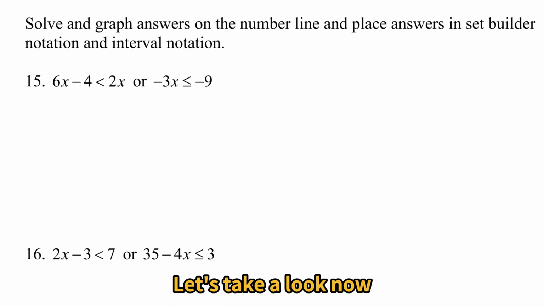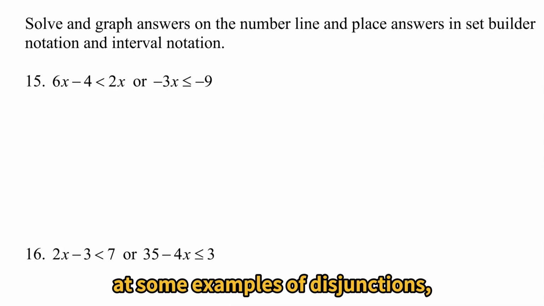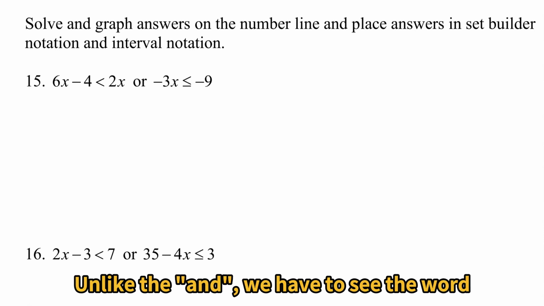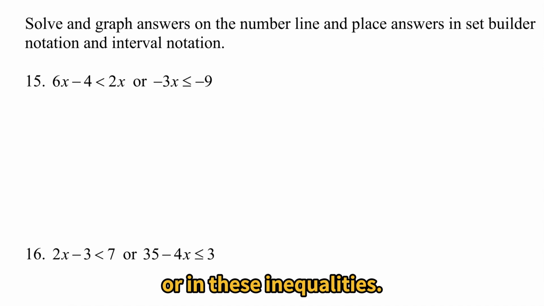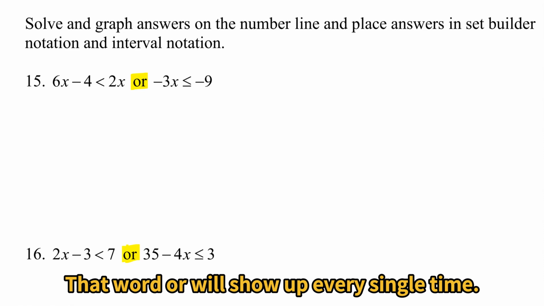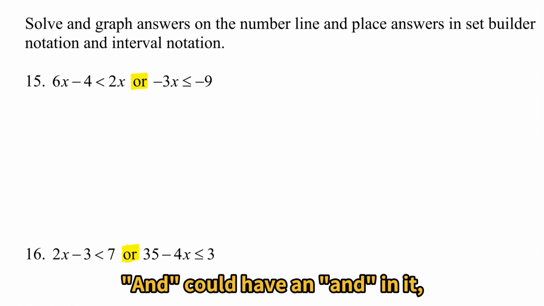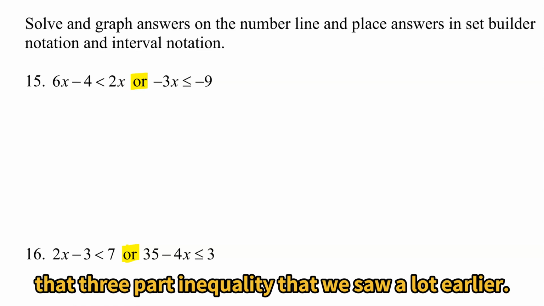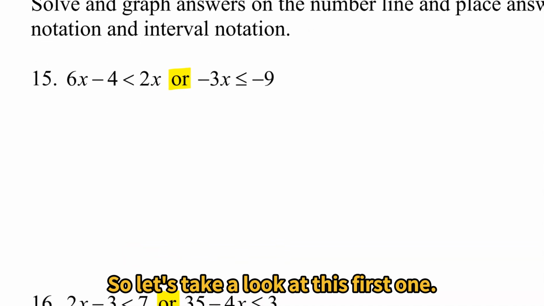Let's take a look now at some examples of disjunctions, compound inequalities with or. Unlike the and, we have to see the word or in these inequalities. That word or will show up every single time. And could have an and in it, or it could be that triple inequality, that three-part inequality that we saw a lot earlier.